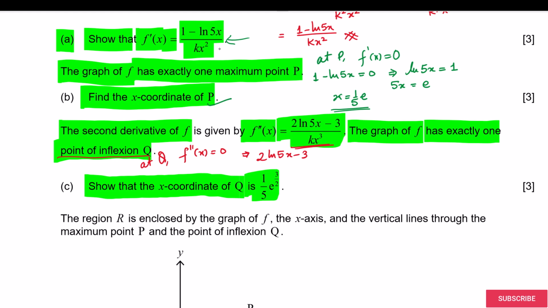In the same way we have solved the b part. So this equals 0, means ln 5x equals 3 over 2, or we can say 5x equals e to the power 3 over 2, and we got x as 1 over 5 e to the power 3 over 2, and that's the x coordinate of Q.